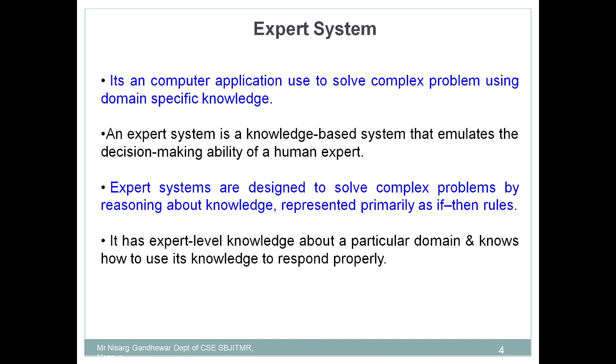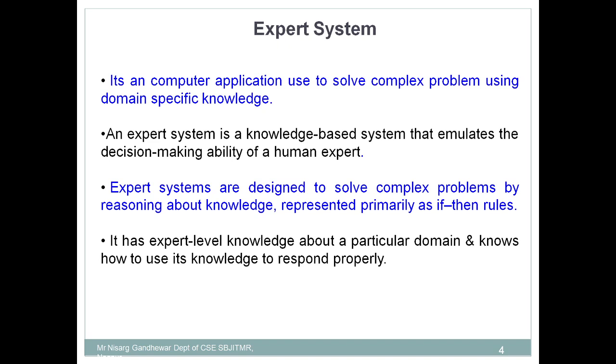Why is it so? Because that doctor has expertise in that particular field. So this is what an expert system is. An expert system is a computer application which is used to solve complex problems which require domain specific knowledge. There is a difference between an intelligent system and an expert system. An expert system requires domain specific knowledge, whereas an intelligent system requires generalized knowledge.